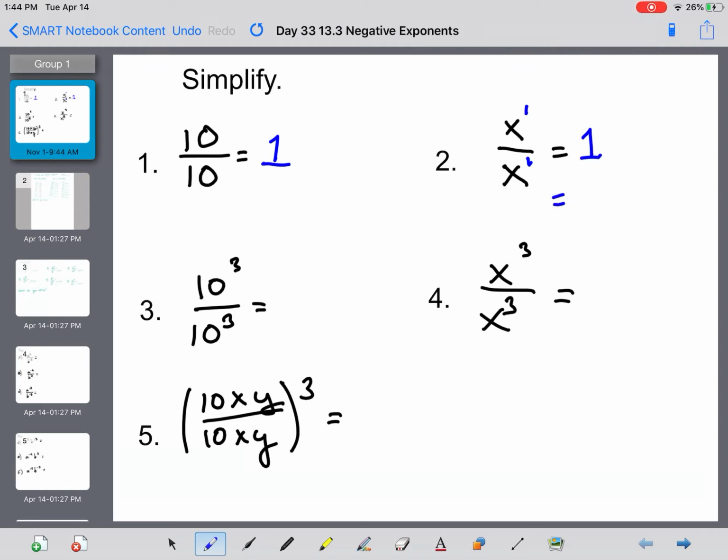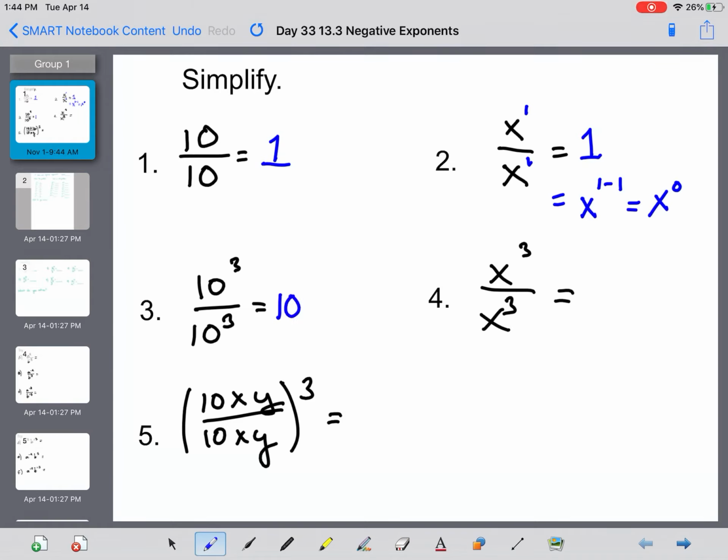So if we were to use our rules of exponents that we learned yesterday, we would do subtraction because we have like bases. And 1 minus 1 would give us 0, which is kind of interesting because x to the 0 is maybe not the same thing as 1. We'll have to see. For number 3, 10 cubed divided by 10 cubed.